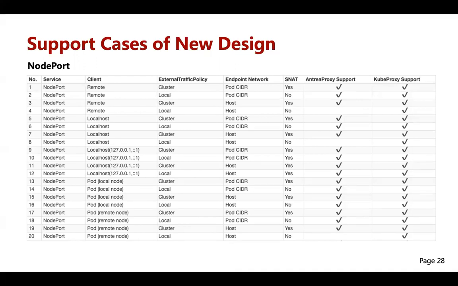Can this mark be set in the OVS pipeline? Yes, the OVS pipeline can set the packet mark. Then we need to match the packet mark and set the connection mark in iptables. Okay, yeah, I see. I think this is possible. I'll try this idea later. Okay.